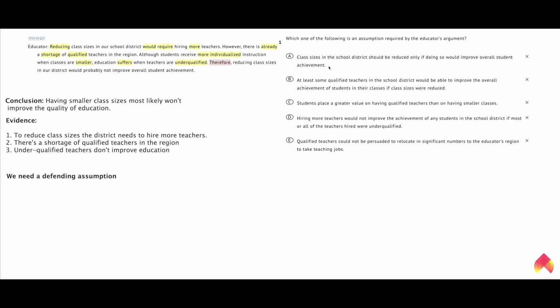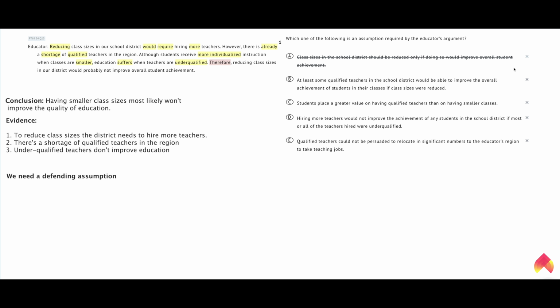A says class sizes in the school district should be reduced only if doing so would improve overall student achievement. Our educator is never making the argument about whether or not we actually should reduce the class size. His argument is just that if we would, so a hypothetical, it would not improve education, or most likely would not improve education. So answer choice A is out.